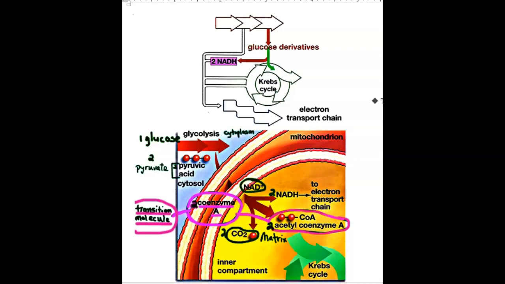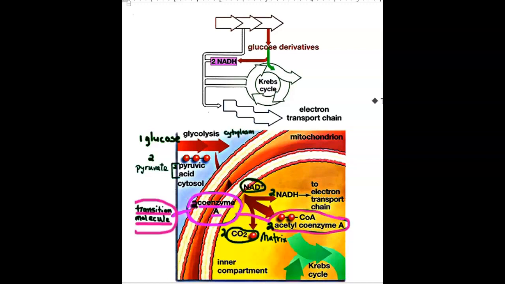Everybody see that? So 2 molecules of carbon dioxide are going to get released. That's 2 out of the 6 that were originally present in the glucose. See that in the picture? Yeah, notice it's in the matrix. You had 3 carbons, so now a carbon leaves, so now it's only going to have 2 carbons.